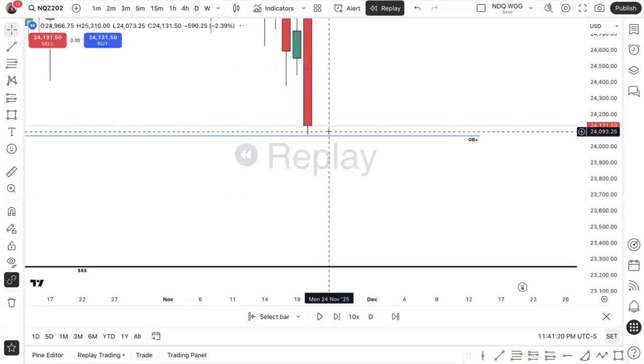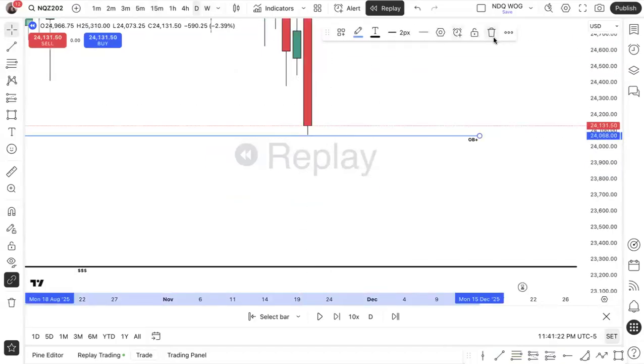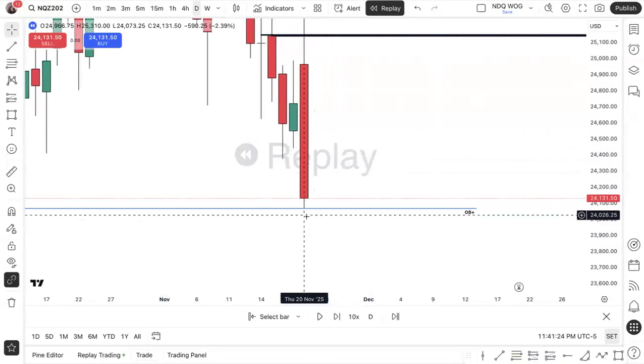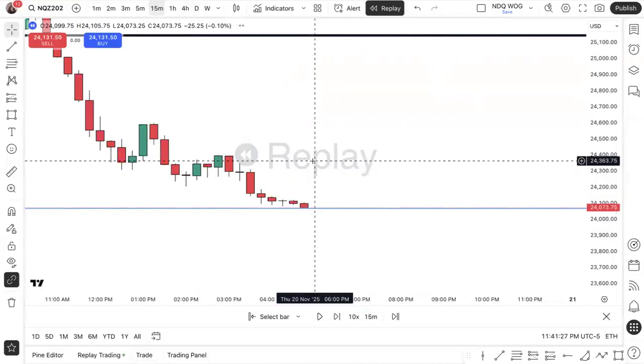If we go back to our daily, let's look at the order block. Okay. Hasn't been traded into. Let's go to Friday's trading.